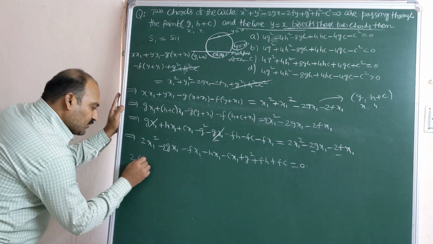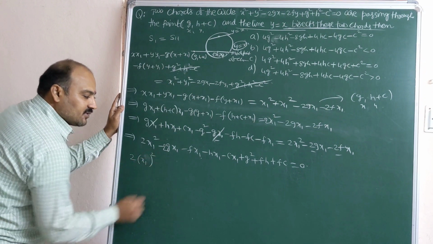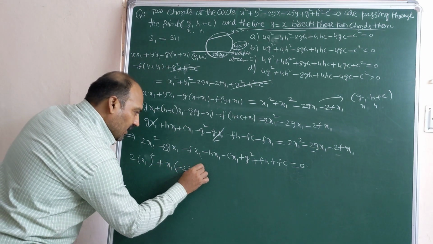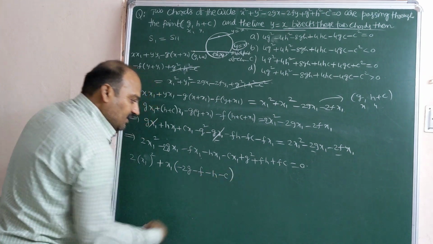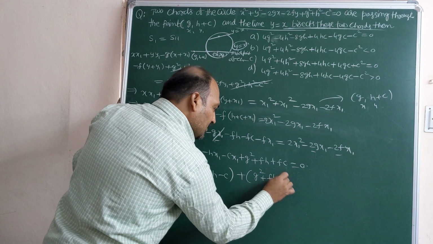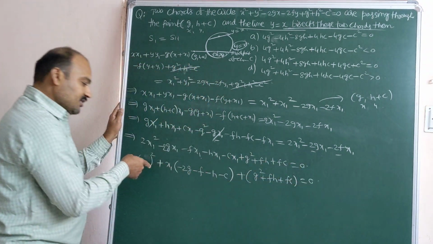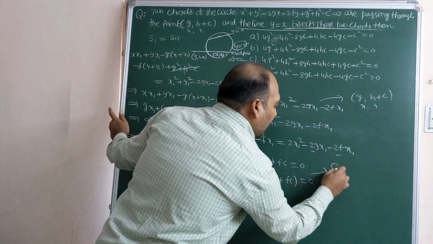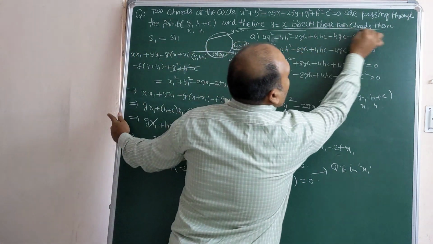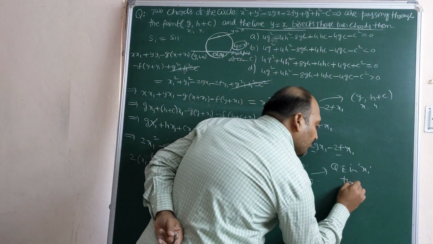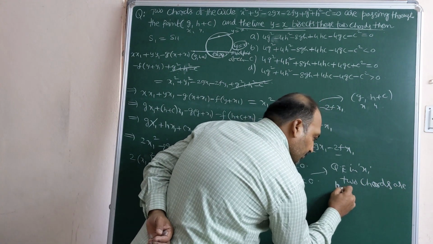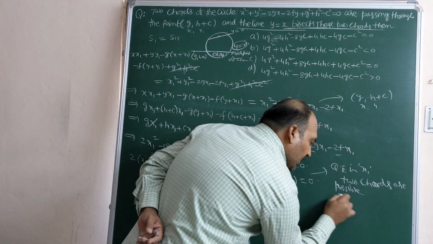So 2 into x1 square, quadratic equation in terms of x1. x1 take common, minus 2g minus f minus h minus c. The remaining g square plus fh plus fc. So it is a quadratic equation in x1. So two chords, whenever two chords are possible, then discriminant of the quadratic equation is greater than 0.